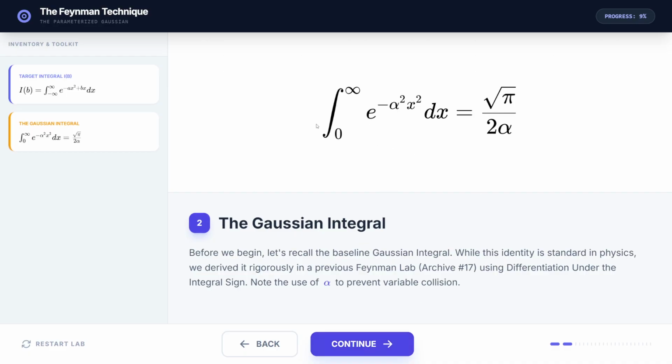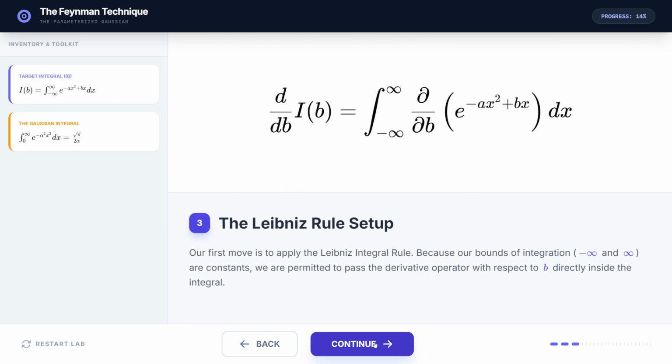All right. So first of all, let's just remember this fact that the integral from 0 to infinity of this is the square root of pi over 2 alpha. We've derived that previously, so we're going to be using that. Now let's differentiate our I of b on both sides with respect to b using the Leibniz rule for differentiation under the integral sign.